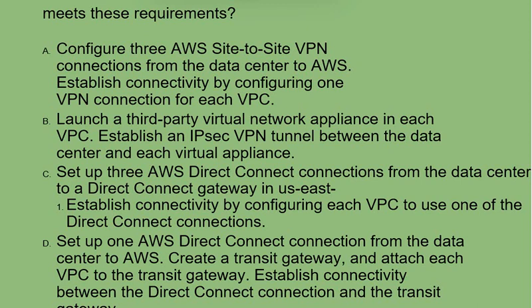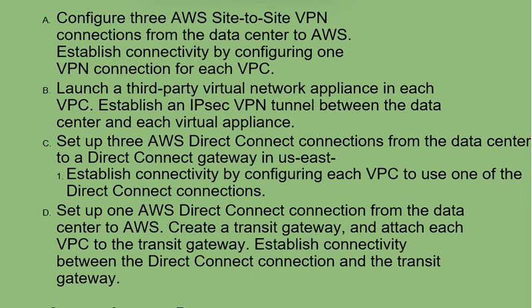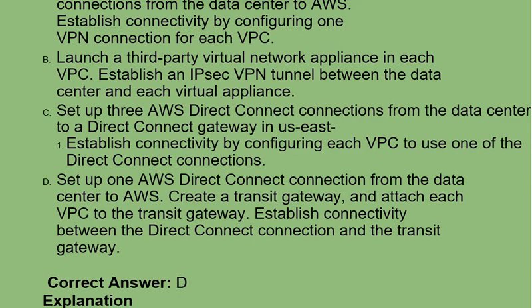Option D, set up one AWS Direct Connect connection from the data center to AWS. Create a transit gateway and attach each VPC to the transit gateway. Establish connectivity between the Direct Connect connection and the transit gateway. Correct answer is option D.